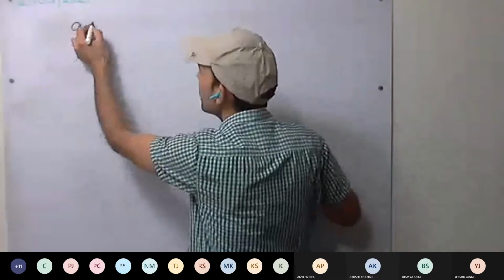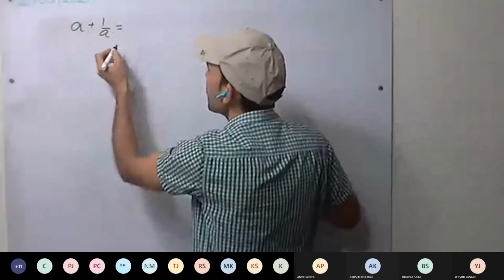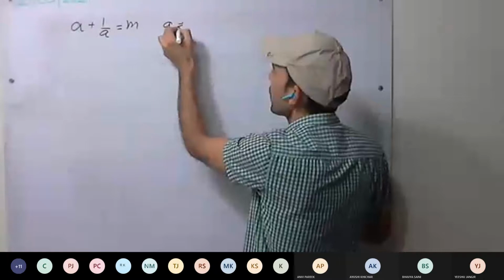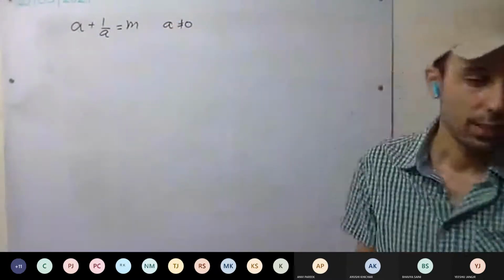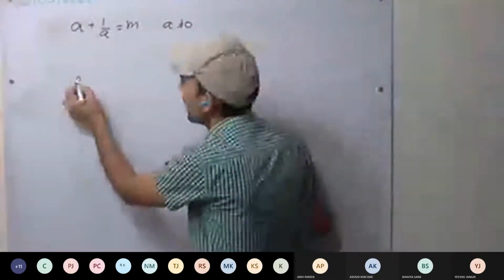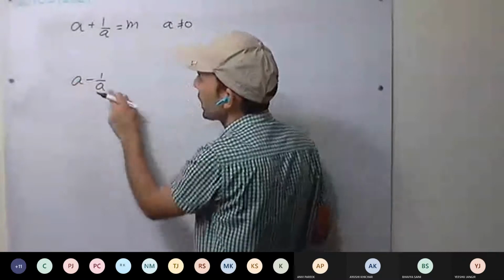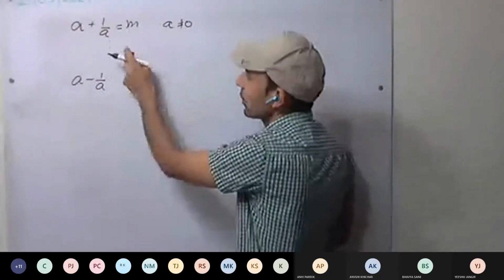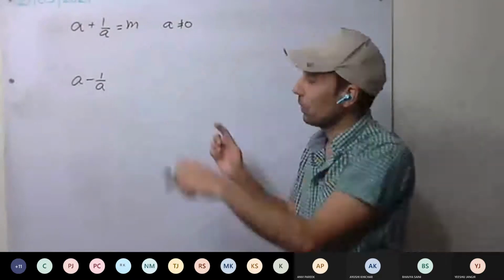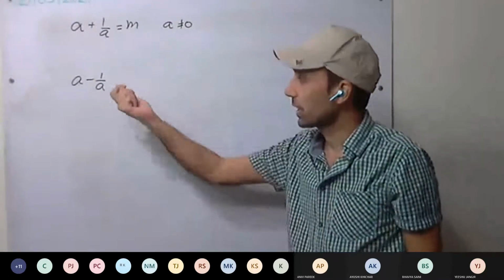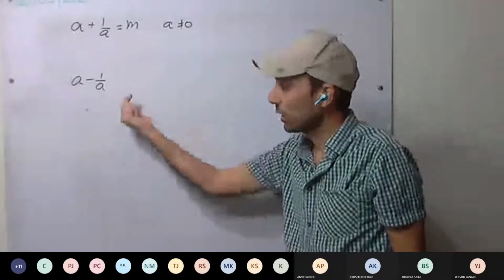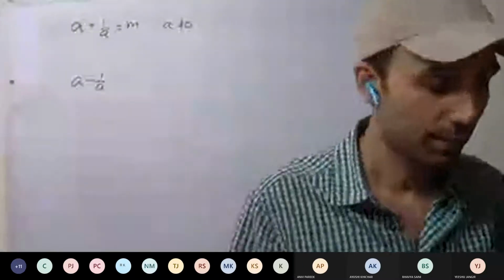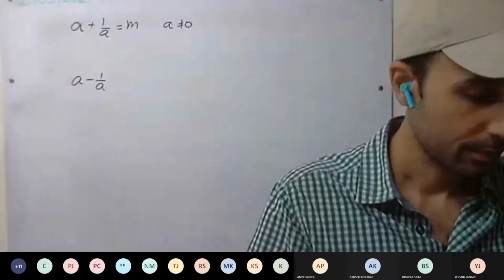Everyone keep doing your notebook. a plus 1 upon a equal to m and a not equal to 0. Okay, and we have to calculate a minus 1 upon a. How can we calculate? Take the square: first we will find a square plus 1 upon a square value. We will put its value and get the square value, then take the root. Okay, everyone calculate it.